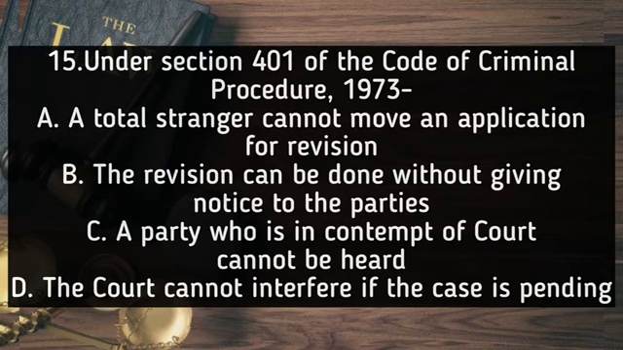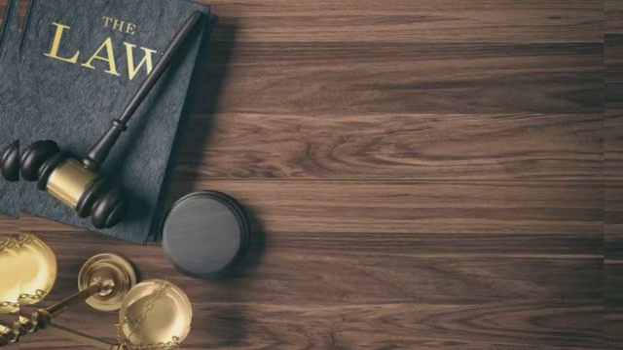Question 15. Under Section 401 of the Code of Criminal Procedure 1973, A, a total stranger cannot move an application for revision. Option B, the revision can be done without giving notice to the parties. Option C, a party who is in contempt of court cannot be heard. And D, the court cannot interfere if the case is pending. Answer is option C, a party who is in contempt of court cannot be heard.